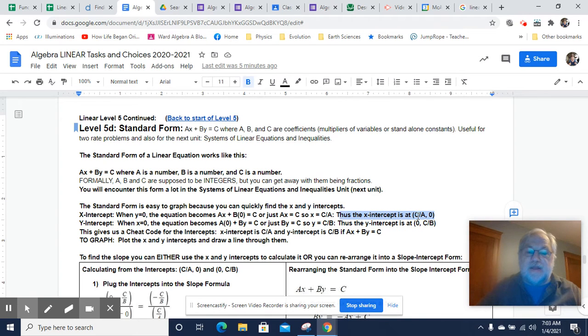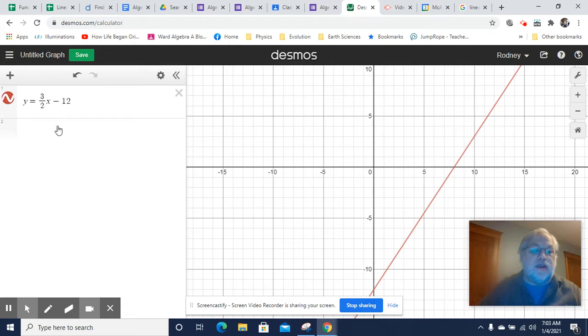And I'm going to demonstrate this for you in Desmos. The y-intercept, of course, will be where x is 0. So you'll ignore the ax term, and you'll just have by equals c. So y would be whatever c is over whatever b is. So this gives you a cheat code for the y-intercept. And then you can find the slope. The slope will be negative a over b. So let's go into Desmos and talk about this stuff.